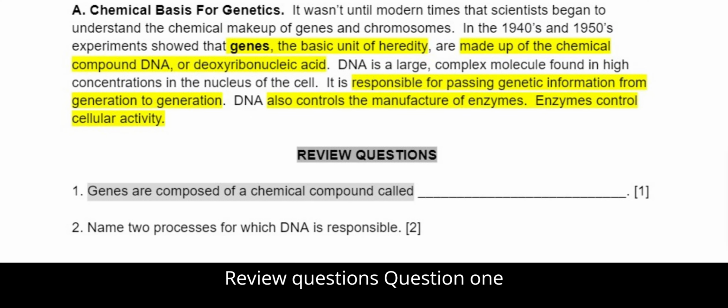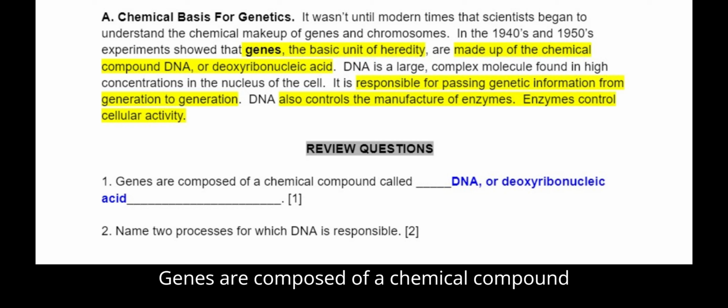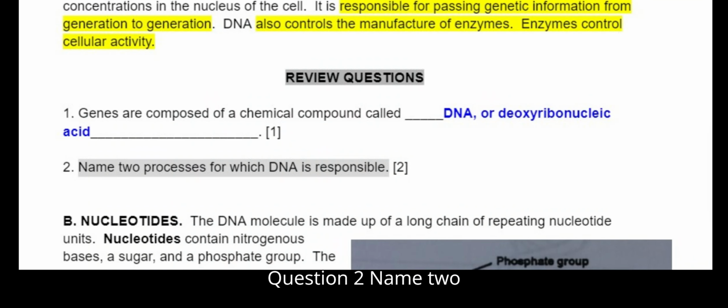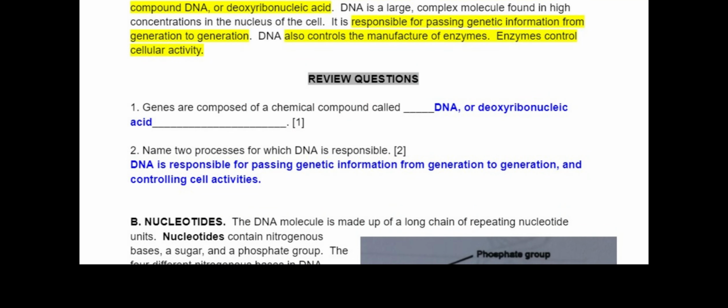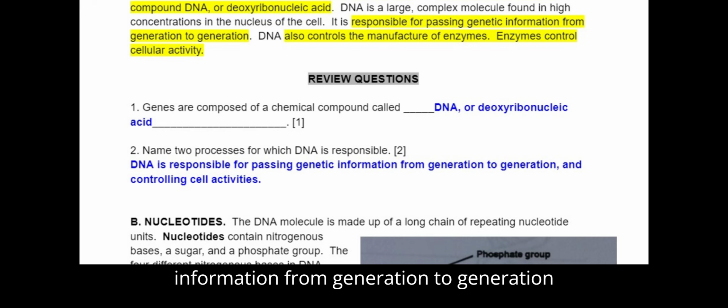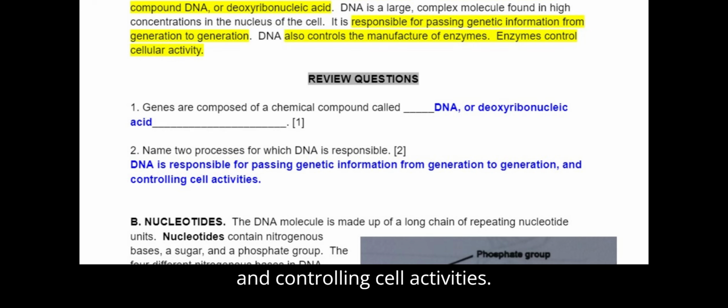Review questions. Question 1. Genes are composed of a chemical called blank. Genes are composed of a chemical compound called DNA, or deoxyribonucleic acid. Question 2. Name two processes for which DNA is responsible. DNA is responsible for passing genetic information from generation to generation and controlling cell activities.